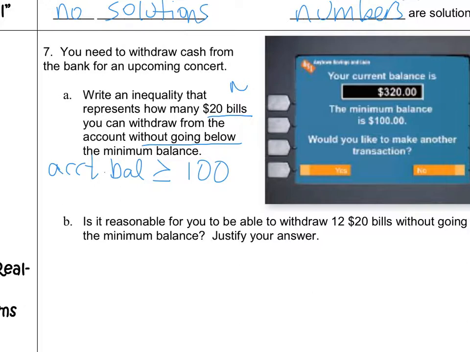So now to figure out how much we can withdraw from it to write our inequality to use later, we're going to say, okay, we have $320 minus the bills are all worth $20 times however many of them we can do. But this whole thing still has to be greater than or equal to $100. Okay, so then it says, can we withdraw 12 bills? Well, the only way to know that is to solve this and see what the inequality looks like. So go ahead and pause your video again, and I want you to solve our inequality and answer the question, can we withdraw 12 bills, and then justifying why or why not.